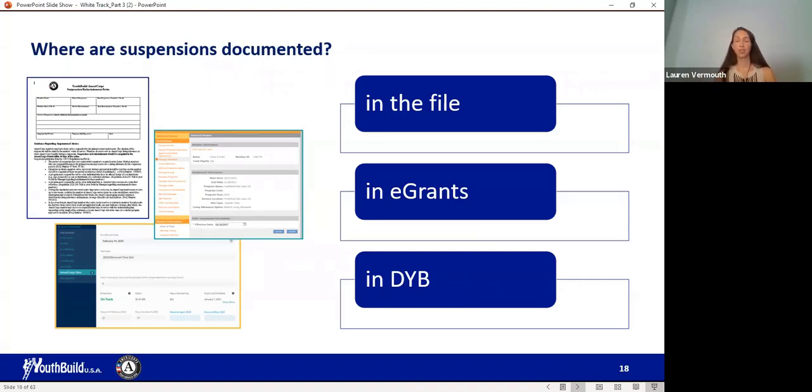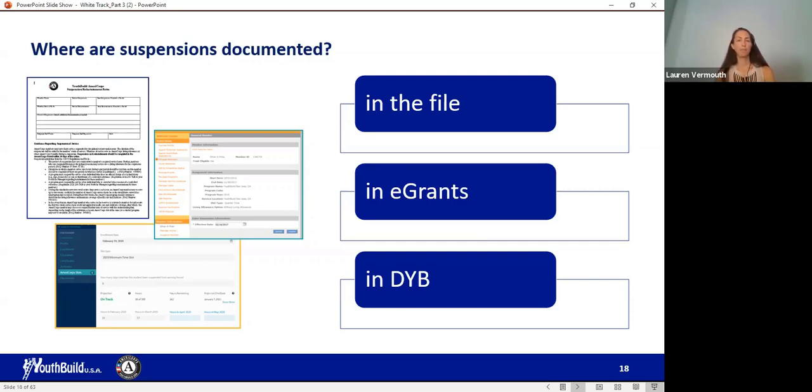Next, in e-grants, as I shared earlier, anything of this significance we have to report to CNCS. You're going to go in there. It's also a very quick process, much easier than the enrollment one we looked at. And then finally in DYB. We haven't talked about that much yet, but we do have videos to support that.